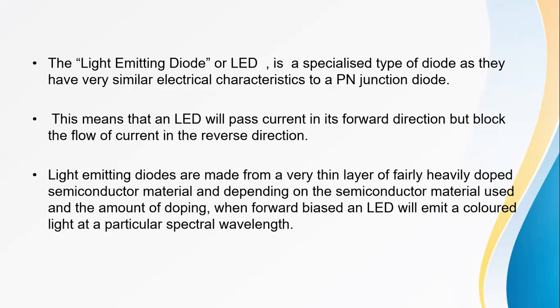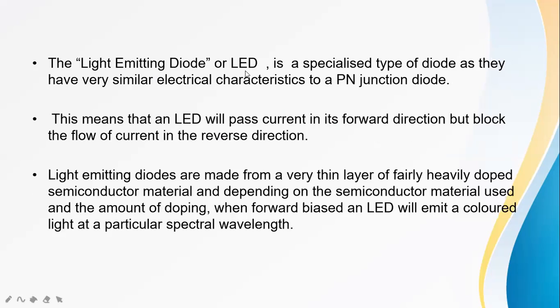The light emitting diode is a special type of diode, as it has very similar electrical characteristics to a PN junction. It is similar to a PN junction with similar varying parameters. What are the differences? We will see. An LED will pass current in its forward direction but block the flow of current in the reverse direction.